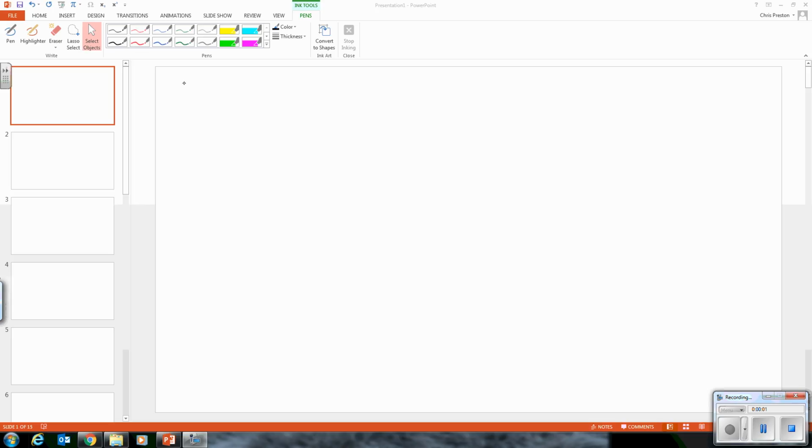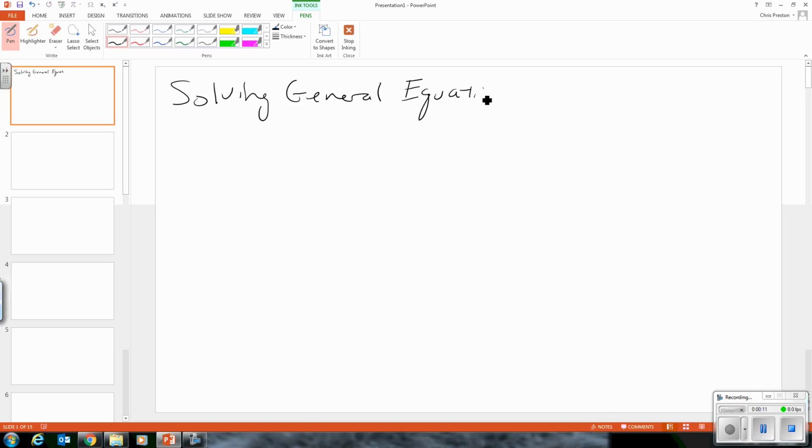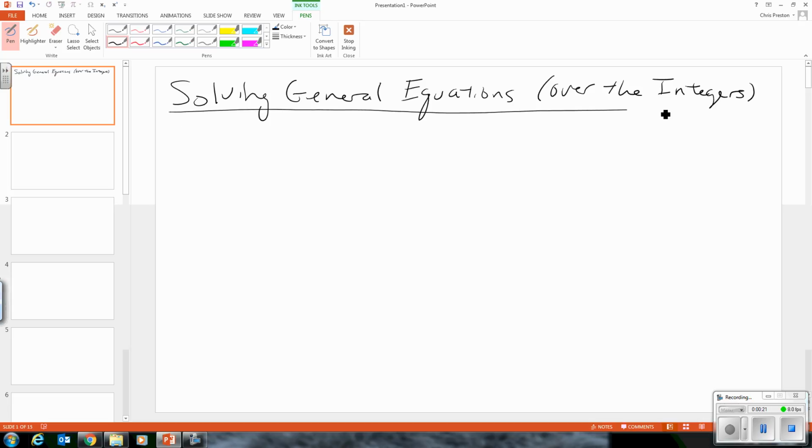All right, let's look at solving general equations. We're going to, again, stick with over the integers. Makes things a little bit more complicated, but the process is the same. So there's three basic steps to how you want to solve these.